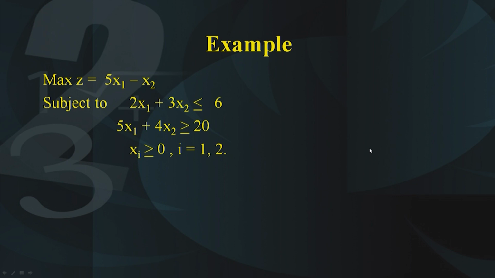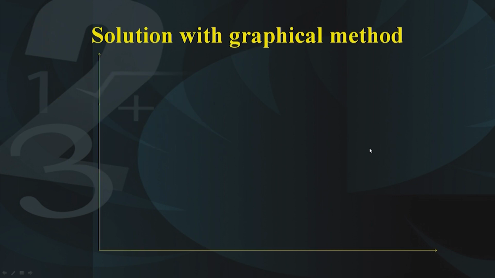Here again we have a two variable problem which is to be maximized, and the objective function is 5x1 minus x2 subject to 2x1 plus 3x2 less than or equal to 6, 5x1 plus 4x2 greater than or equal to 20, and both the decision variables x1 and x2 should be greater than or equal to 0. So, first of all, as before, we will use the graphical method to solve this problem.